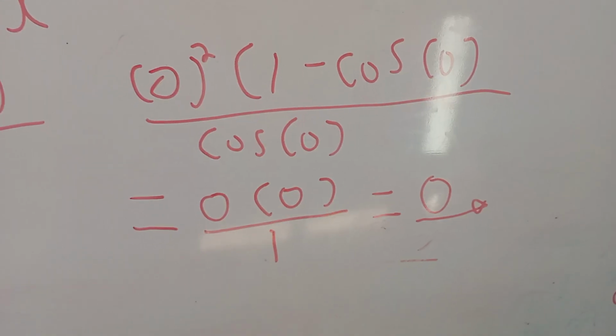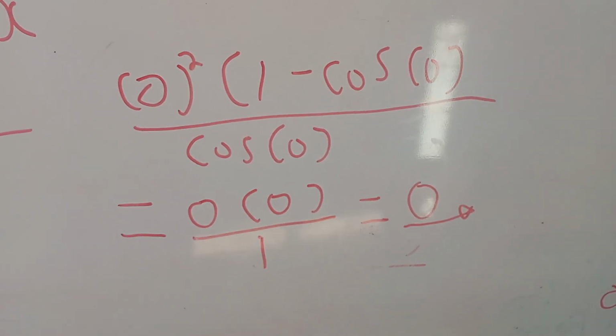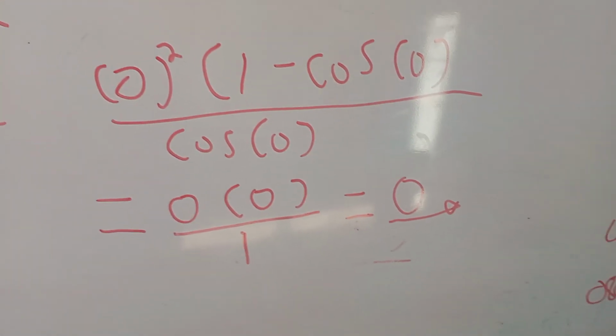This is how you solve limits if you are given a trigonometric identity.